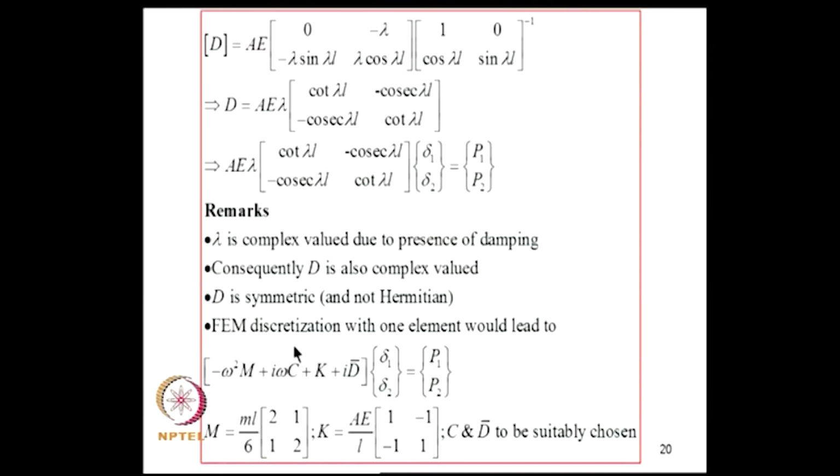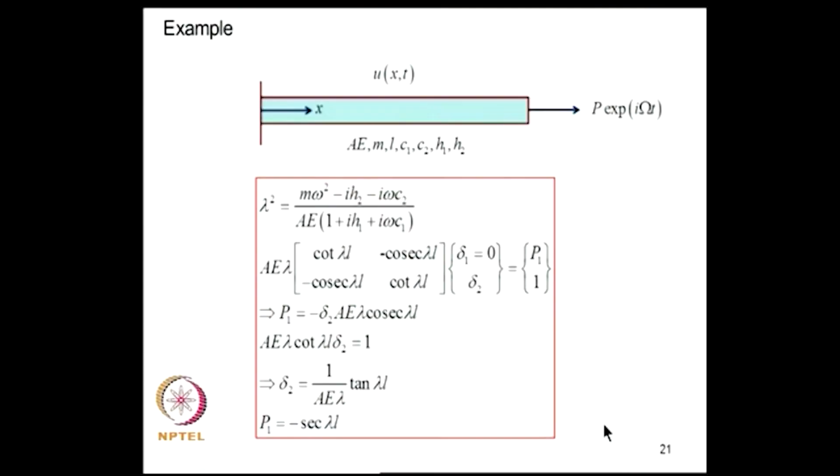Now, if the same problem were to be analyzed using the finite element method with one element, I would get this as the dynamic stiffness matrix, where M is this, K is this, and C and D bar are to be suitably chosen. Now, we will see that quickly as an example.